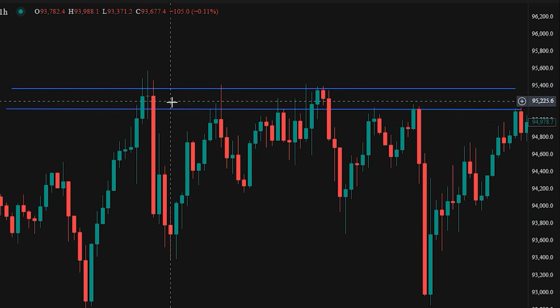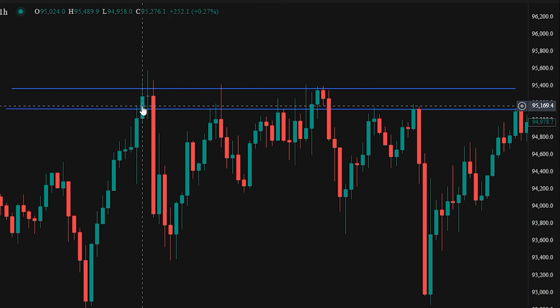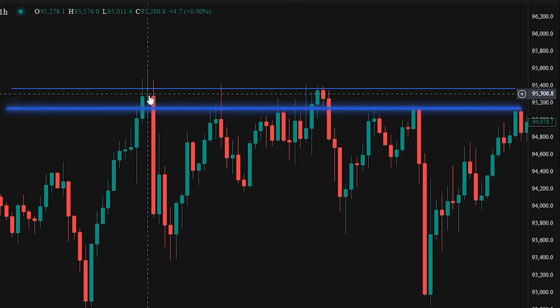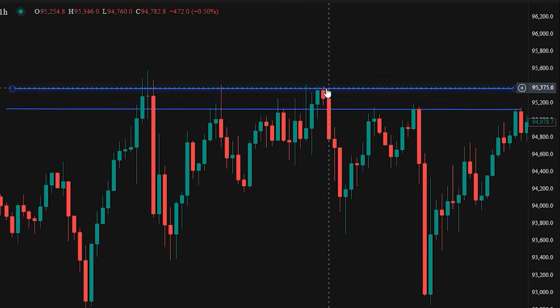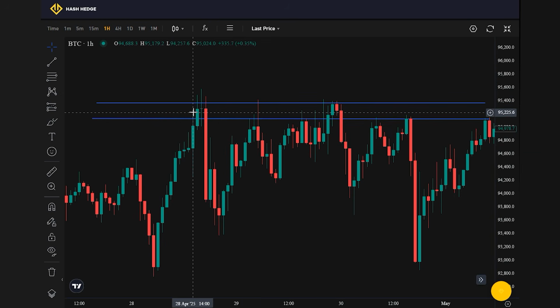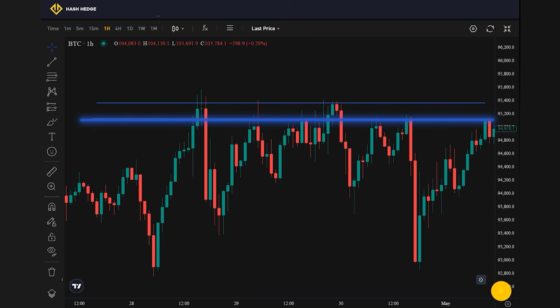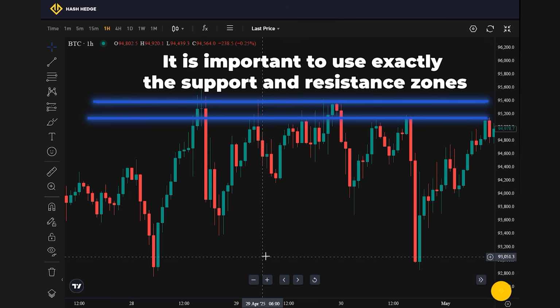$95,500. There are bids in this range, and the price can bounce either from here, from the middle of the range, or from the lower part of it, or from its upper boundary. And if you use only single levels, instead of resistance zones, as shown in the previous examples, you might not get some signals or get a breakout on your level and so on. It is important to use exactly the support and resistance zones.